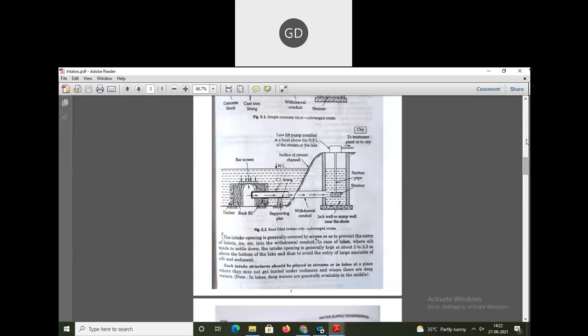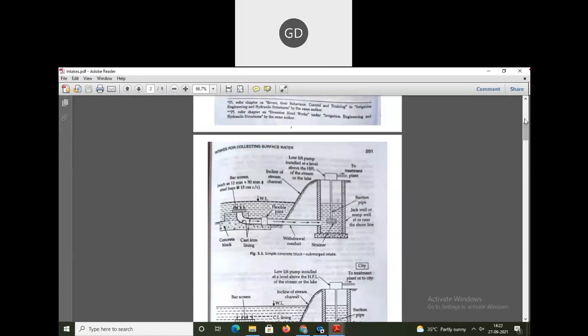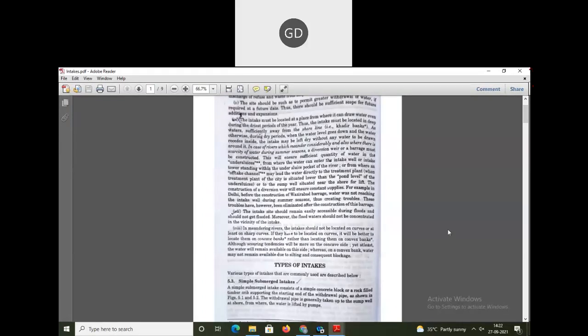So you have understood the function of your intake. Now you know that from the source, the water is withdrawn to the withdrawal conduit through an intake. The basic function of the intake is to withdraw the water from the source and take it to the withdrawal conduit, and from the withdrawal conduit, the water is taken to a water treatment plant. This is the basic function of an intake.